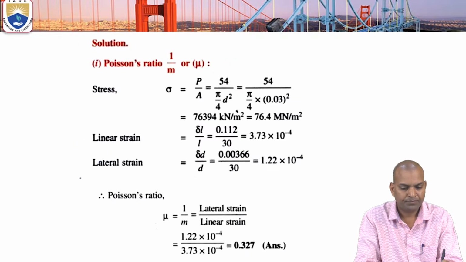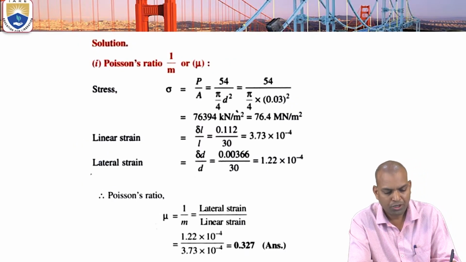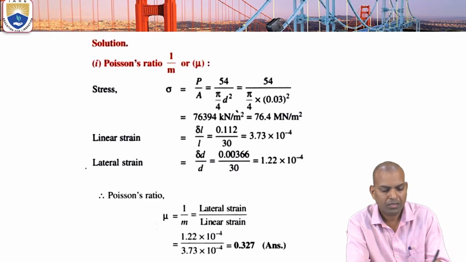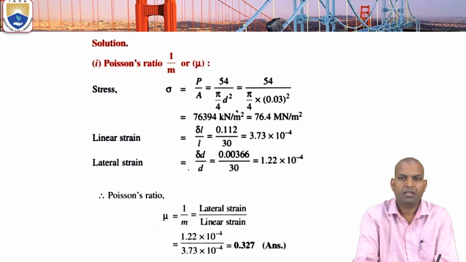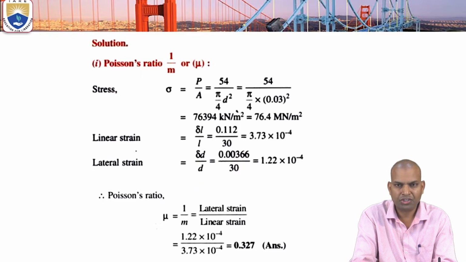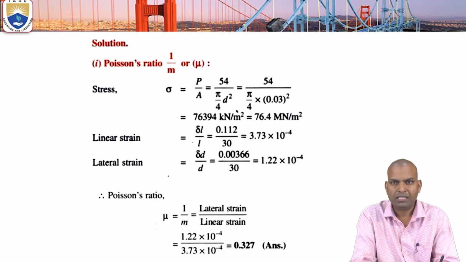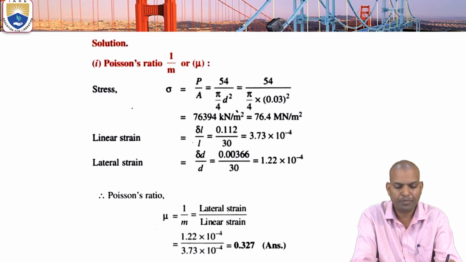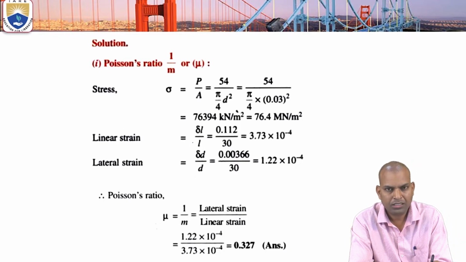Now here we know the Poisson's ratio. The Poisson's ratio formula is lateral strain by linear strain. What is the lateral strain? Lateral strain is delta D by D, and the linear strain or longitudinal strain is delta L by L. One more thing is that we know the stress. The stress, sigma, equal to P by A, that is load per area.